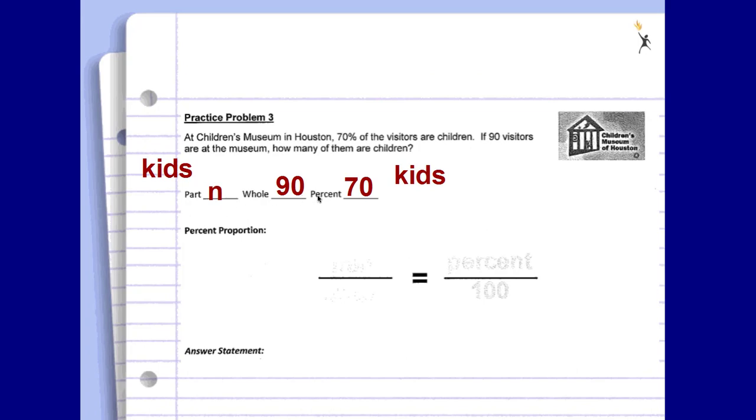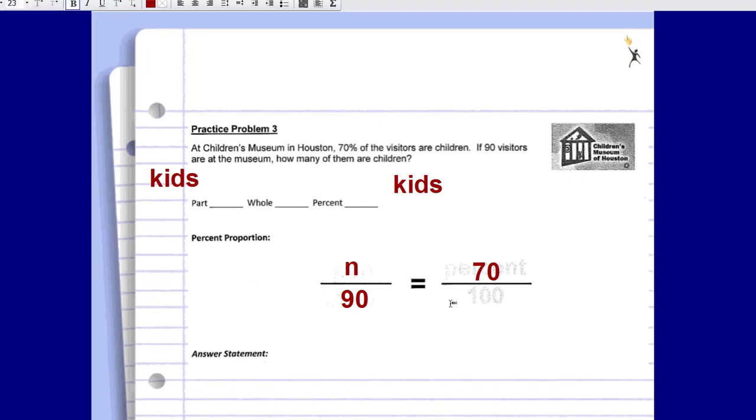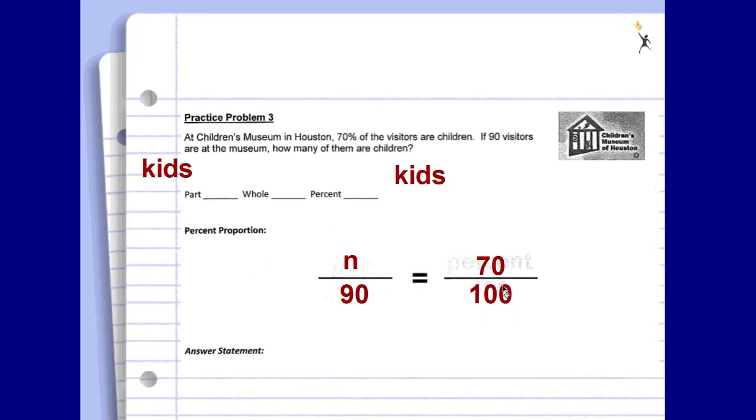Okay, does your part and your percent match? Do they represent the same thing? They both represent kids, so yes, they do. So set up your percent proportion. It's going to be the part, which is our unknown variable n, to whole, part of the whole, equals the percent, which is 70, and percent is always out of 100. There's the proportion. We're ready to solve.